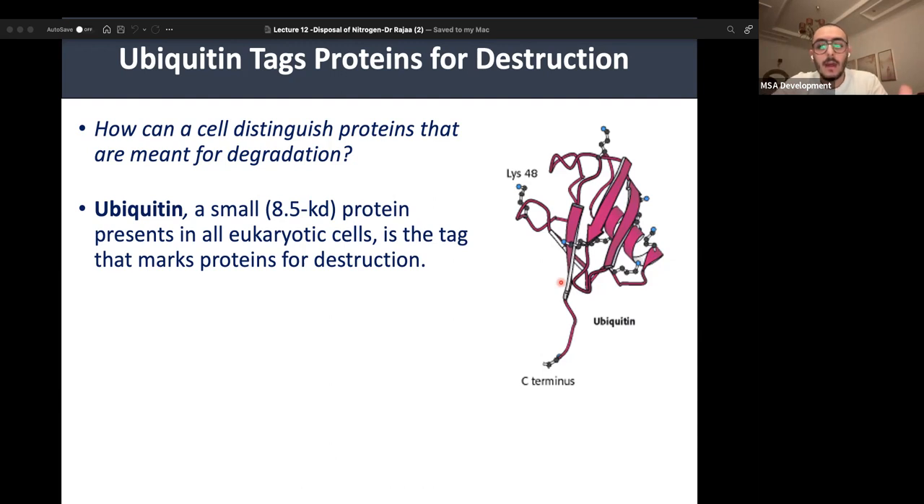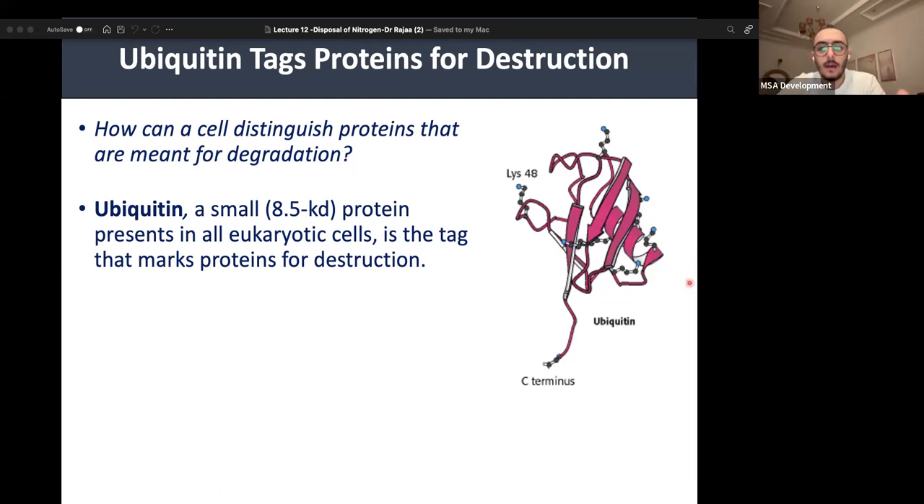How do we get rid of them? Or as the question here implies, how can a cell distinguish proteins that are meant for degradation from proteins that are meant to be used? Through the ubiquitin tagging system. So ubiquitin comes and sticks to the amino acid that is meant to be destroyed. This is the tag by which your body knows that this amino acid will be destroyed.